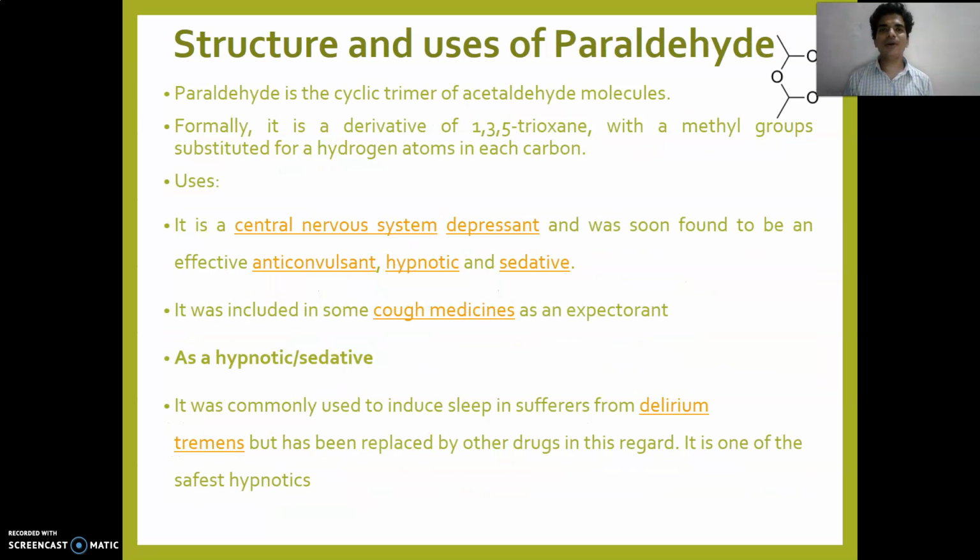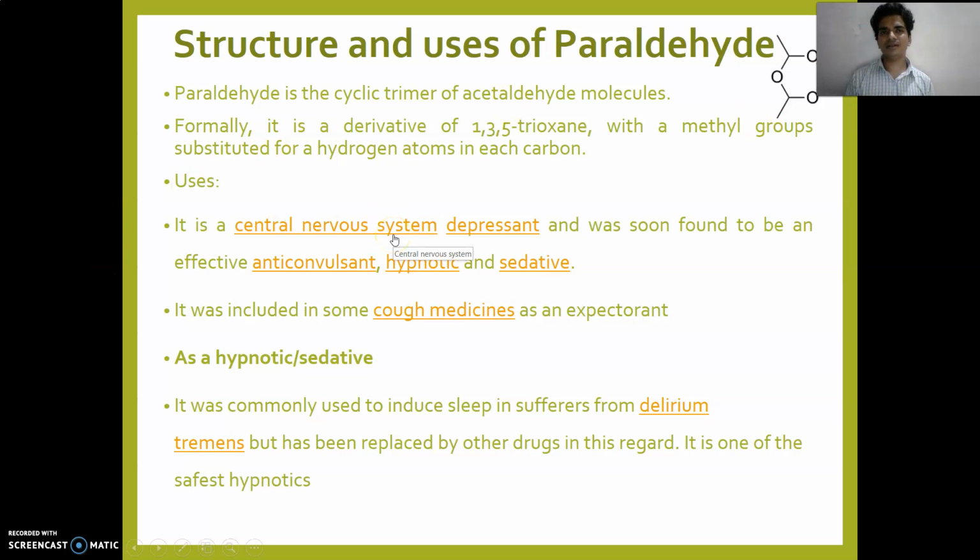Then the next compound is paraldehyde. If we see the structure, it is a cyclic compound. Paraldehyde is a cyclic trimer, with oxygen here and oxygen here, made of cyclic acetaldehyde molecules. Formally, it is a derivative of 1,3,5-trioxane with a methyl group substituted for a hydrogen atom on each carbon.